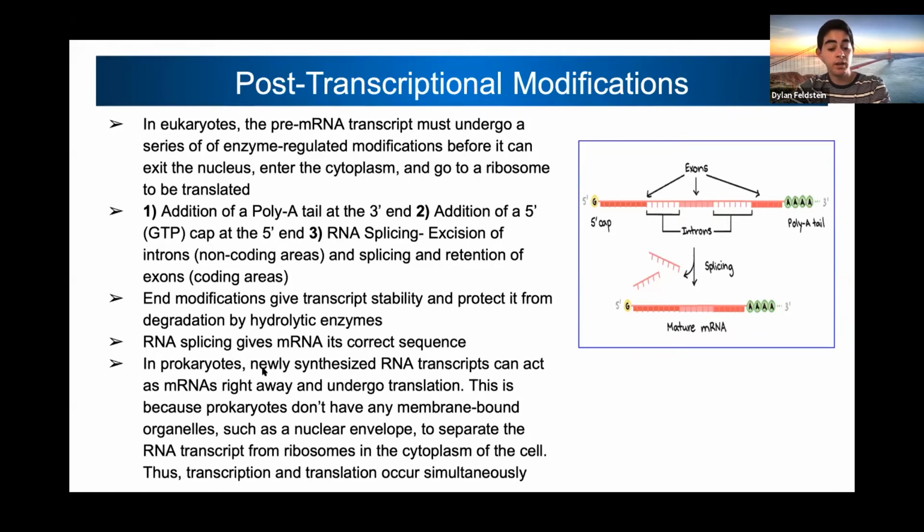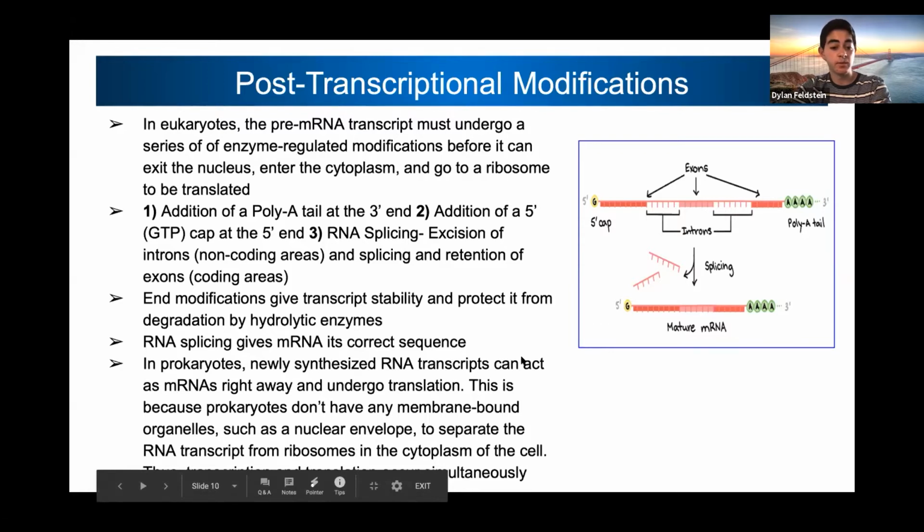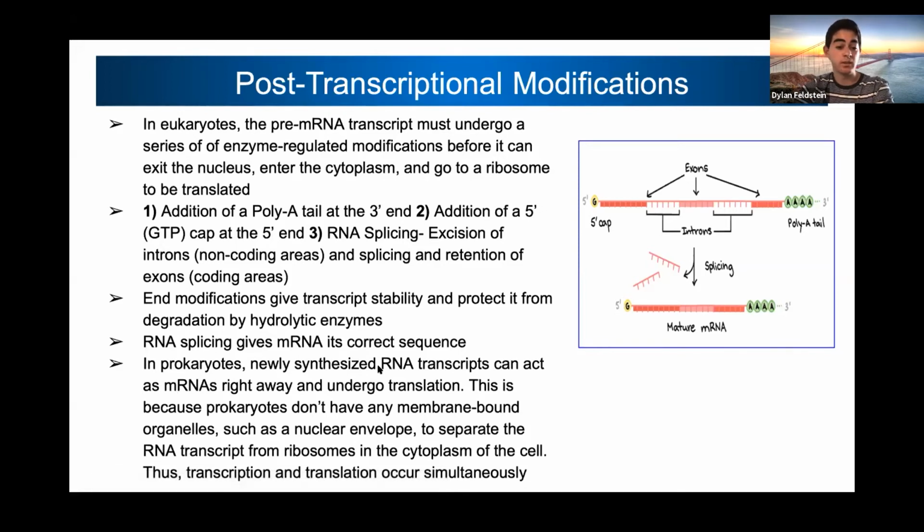However, in prokaryotes, newly synthesized RNA transcripts can act as mRNAs right away and undergo translation. This is because prokaryotes don't have any membrane-bound organelles, such as a nuclear envelope, to separate the RNA transcript from ribosomes in the cytoplasm of the cell. So basically, in prokaryotes, transcription and translation occur simultaneously.